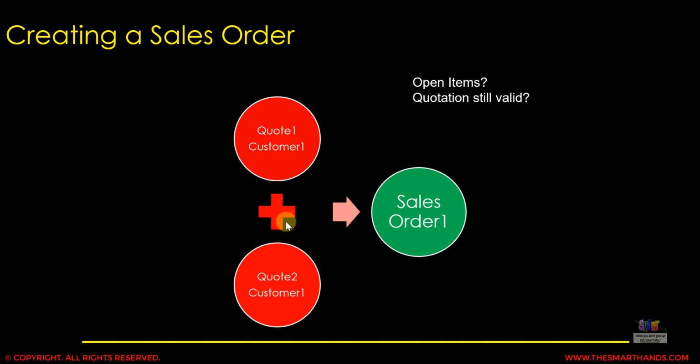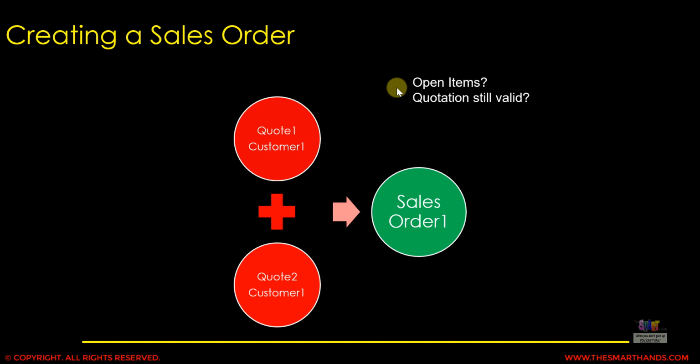That means two different quotations for the same customer we can combine into one sales order, but the condition is that your quotations should be open. Open means they are not already referenced. For example, if there's a quantity of 10 in the quotation for an item, it should not be copied to a sales order already. It should be open. Open means it's not referenced yet. The other condition is that the quotation is still valid. When we create the quotation, as we have seen in the previous video, we need to enter the valid to date for a quotation. So that validity should still be there, meaning it should not be in the past. The quotation should be valid.